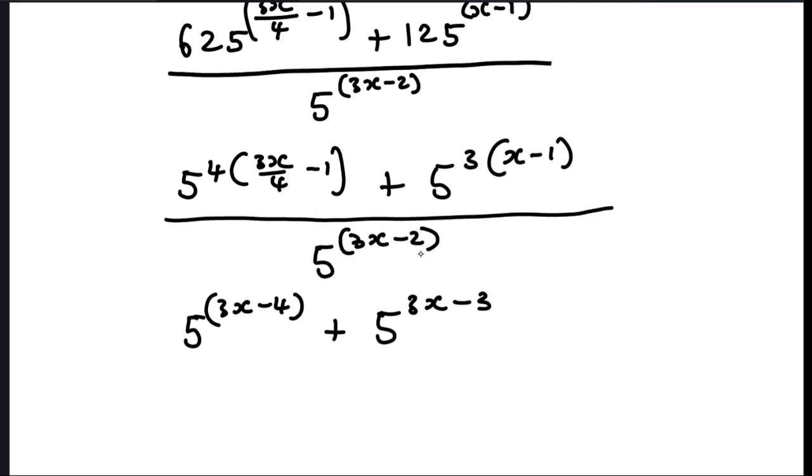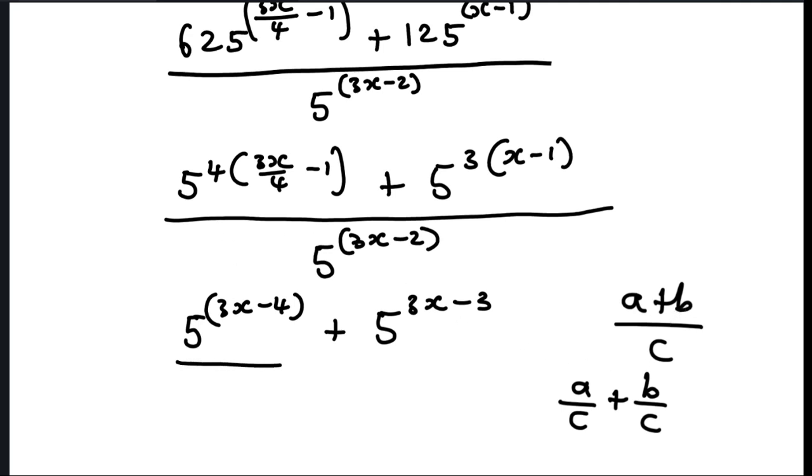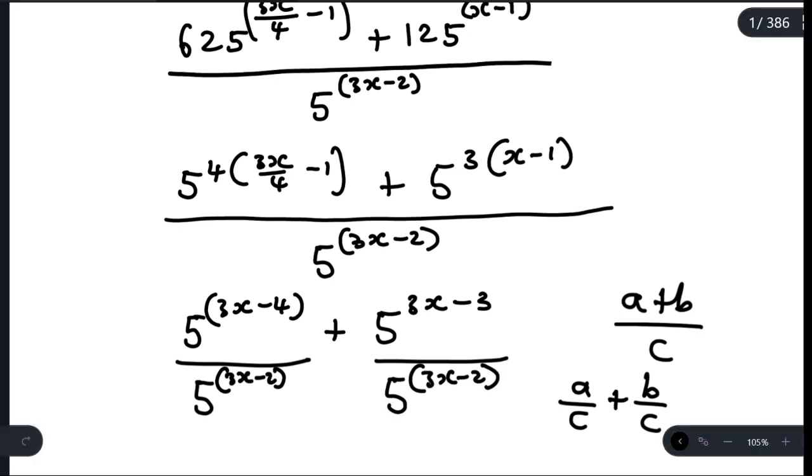Let me give you a simple case. Let's say you have a plus b over c. If you want to split this, this is also a over c plus b over c because c is dividing a and b. That's what I'm going to be doing right here. So I'll say this divided by 5 raised to the power of 3x minus 2, then this one again divided by 5 raised to the power of 3x minus 2. I think it's making more sense here.